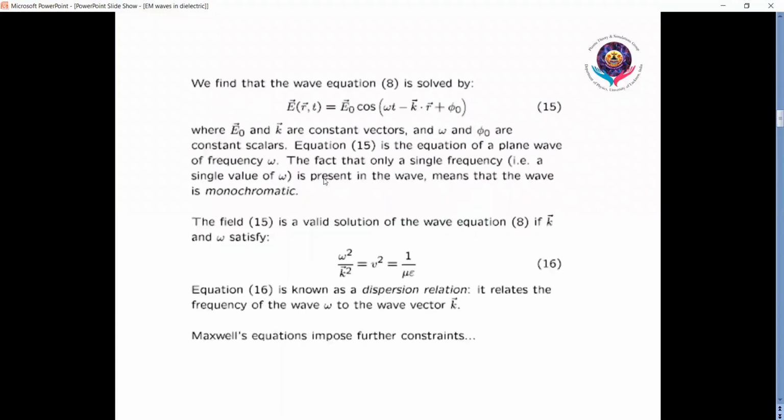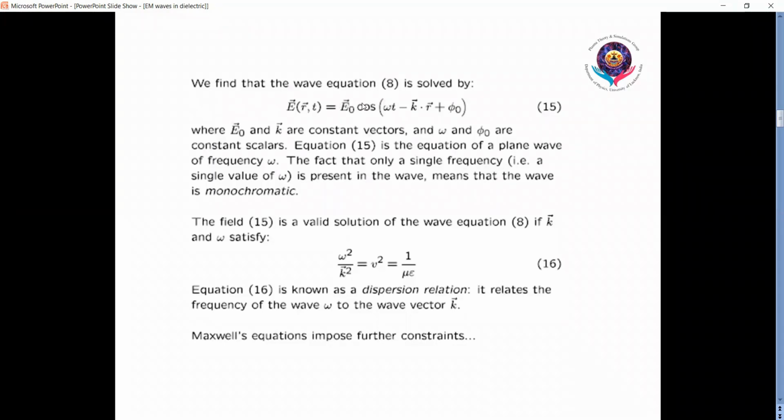Now we aim to solve this equation. We start with an assumed solution. We take the electric field to be of the type E0, the amplitude of the electric field, times the oscillatory part. Omega t is the time dependent term, k dot r is the space dependent term, and phi is the phase. Since there is only one time dependent term and only one frequency, we can say that this wave is a monochromatic wave.